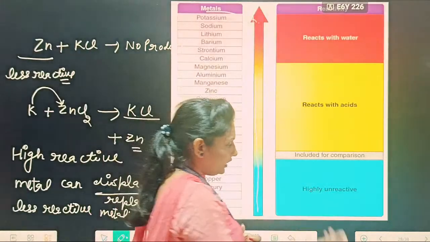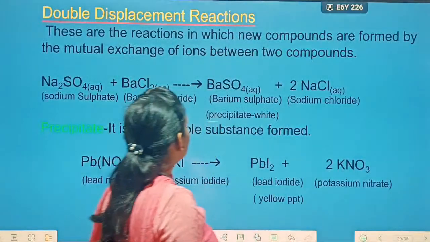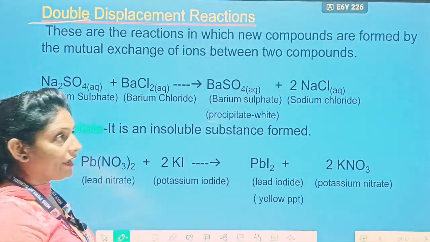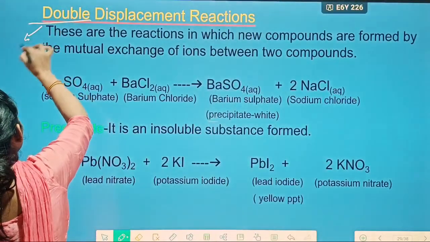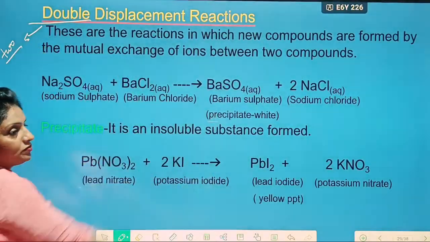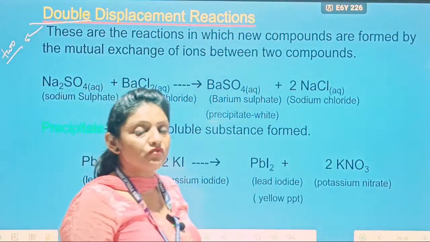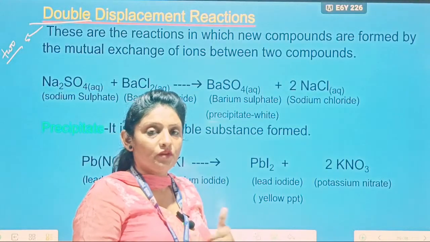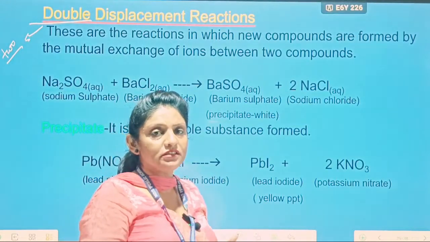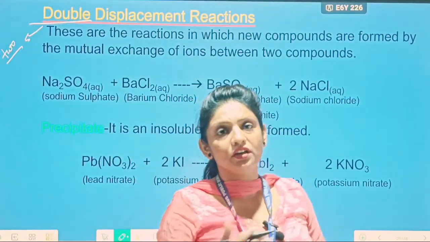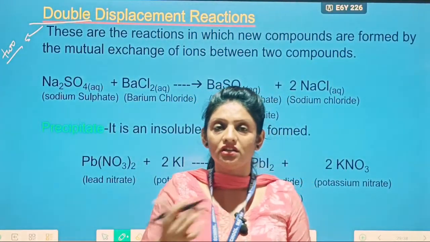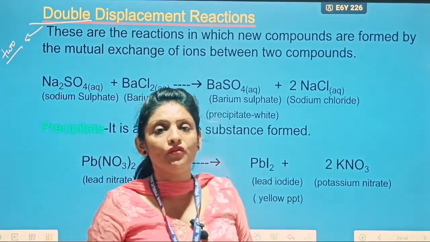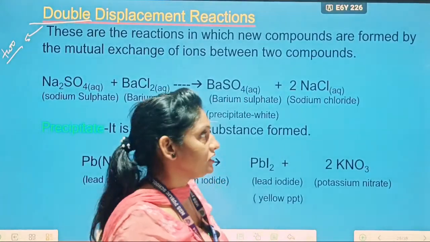Okay students, then the next one is the double displacement reaction. Students, from the name itself you know, double means two, and displacement means substitution of elements. When two elements replace one another, or we can say when ions of different reactants exchange each other, when two ions exchange each other, then the type of reaction is known as the double displacement reaction.